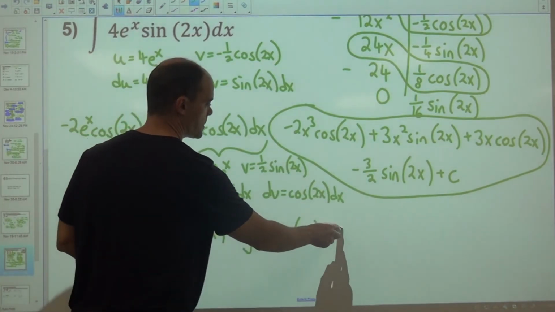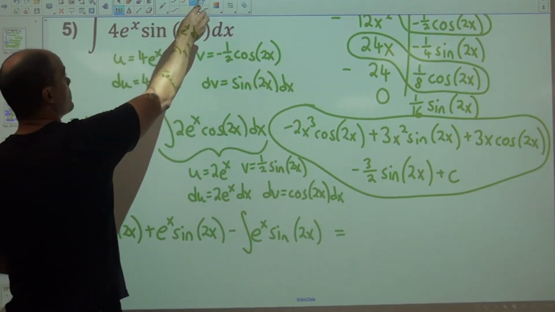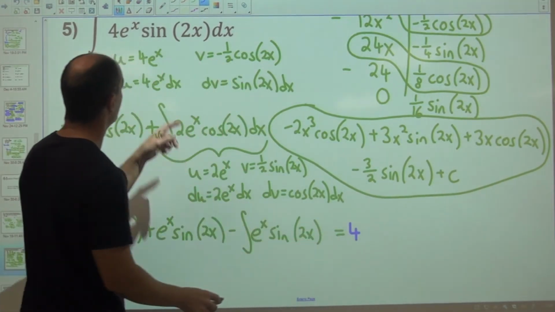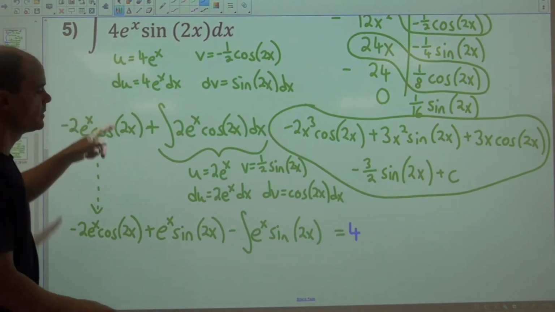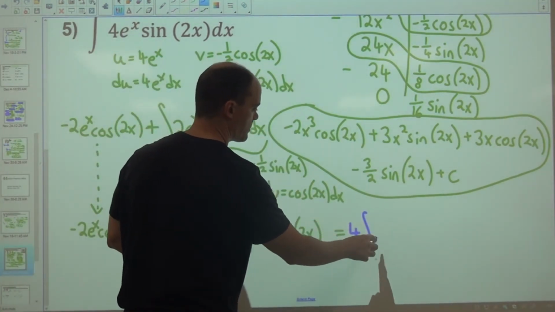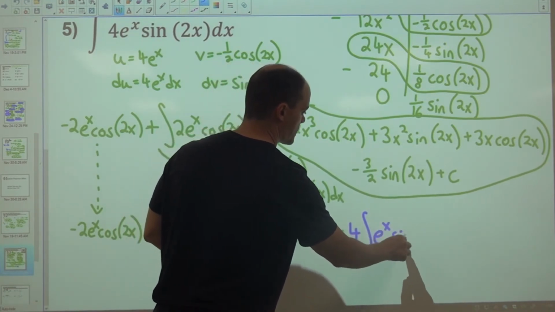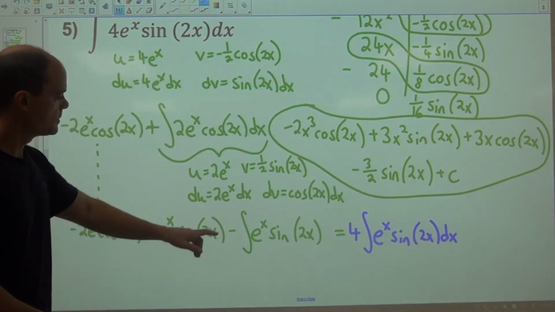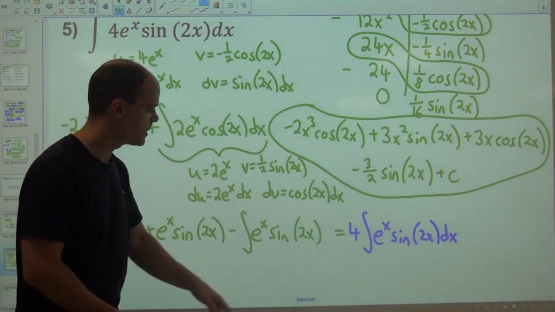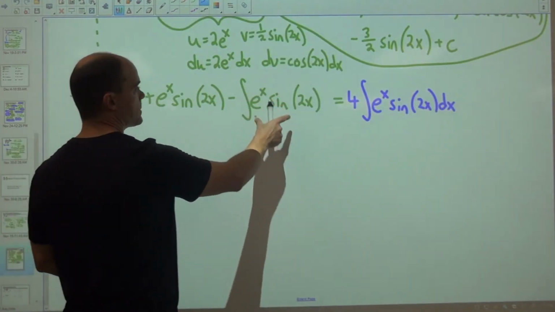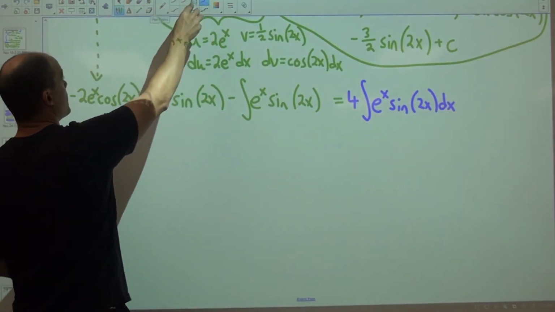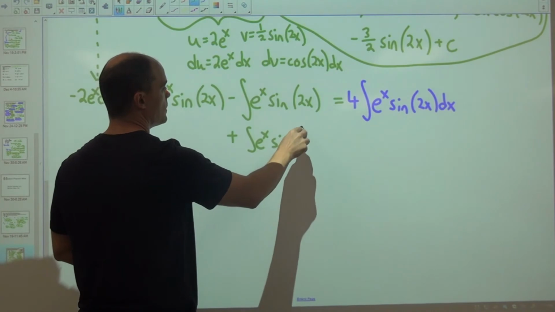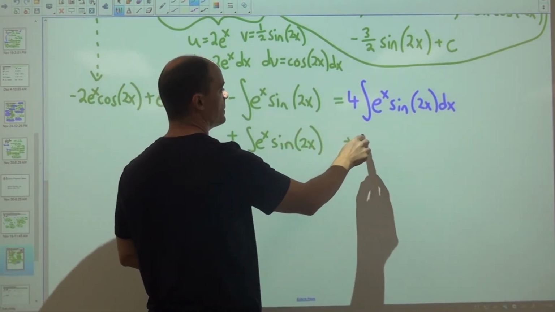So this is supposed to equal the original. So I'm going to set it equal to this, and I'm going to pull the 4 in front, because that's perfectly legal. And now I'm making a nice little match for myself. Now these things are identical. And why would I do that? So that I can do this arithmetic. So I'm going to add this to the other side. When I add this to the other side, I'm going to end up with 5 of them. I'll add this guy, and I'll add this guy.